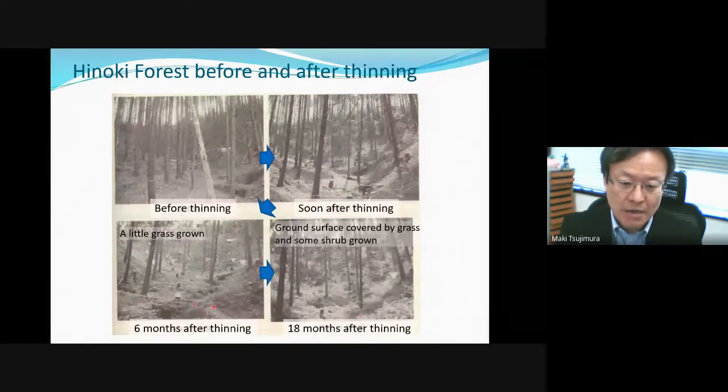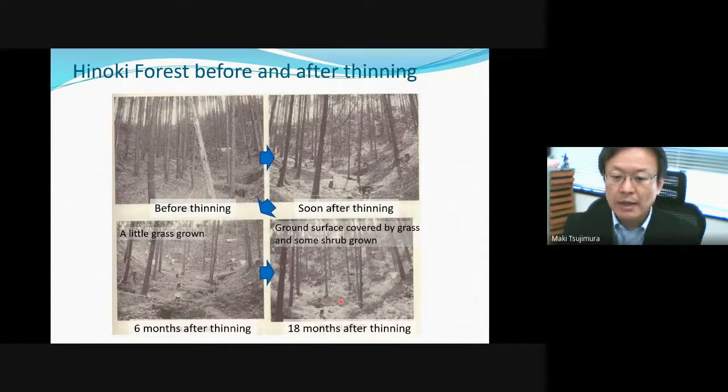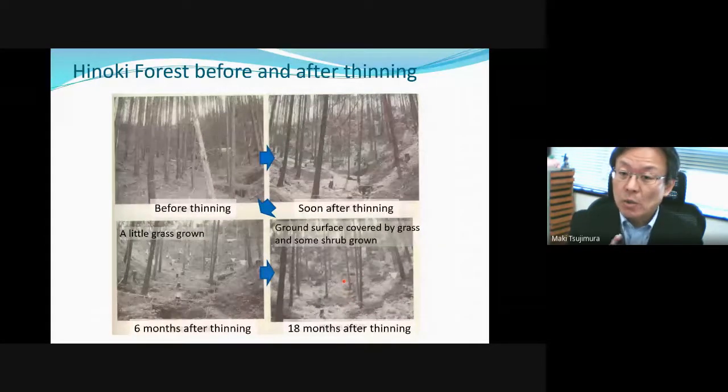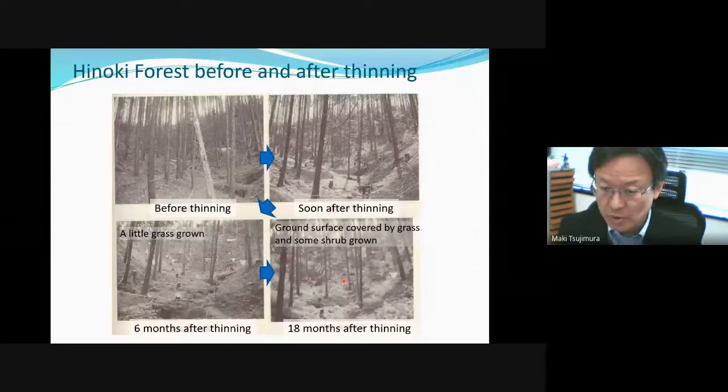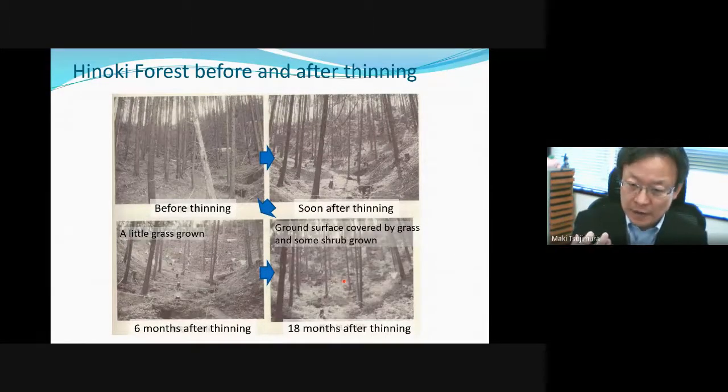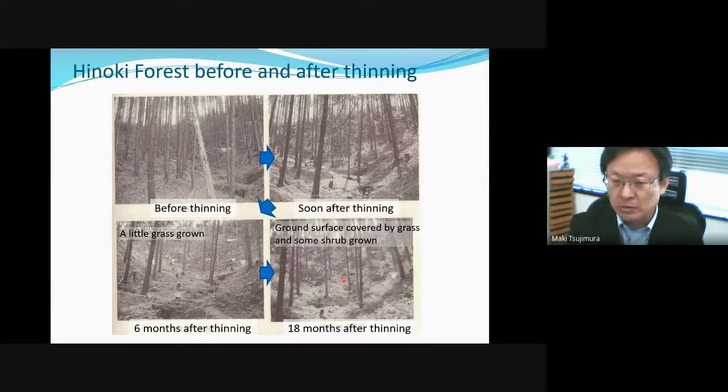And 6 months after thinning, in left down, some grass has grown on the ground surface, and 18 months, 1.5 years after thinning, the ground surface is covered by grass and some shrub has grown. So in just 1 or 2 years, we have the effect of thinning on the ground surface.